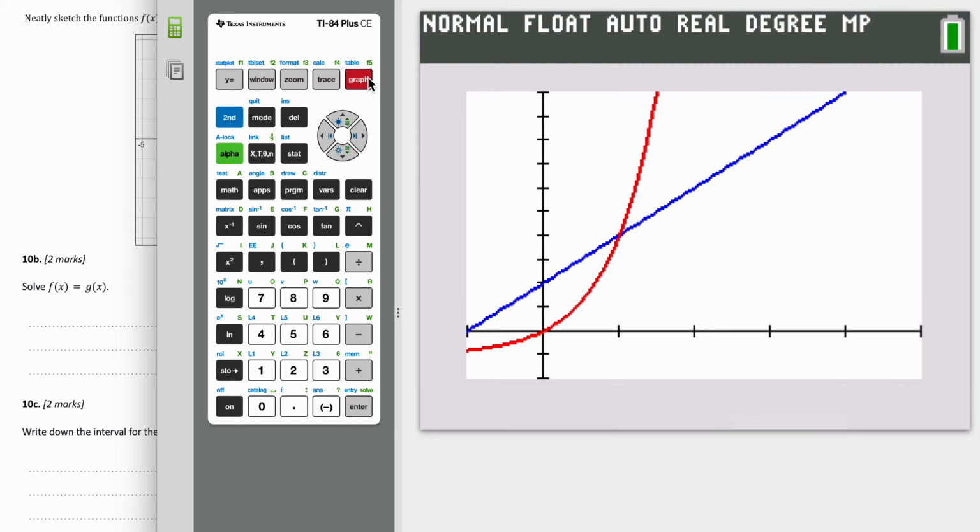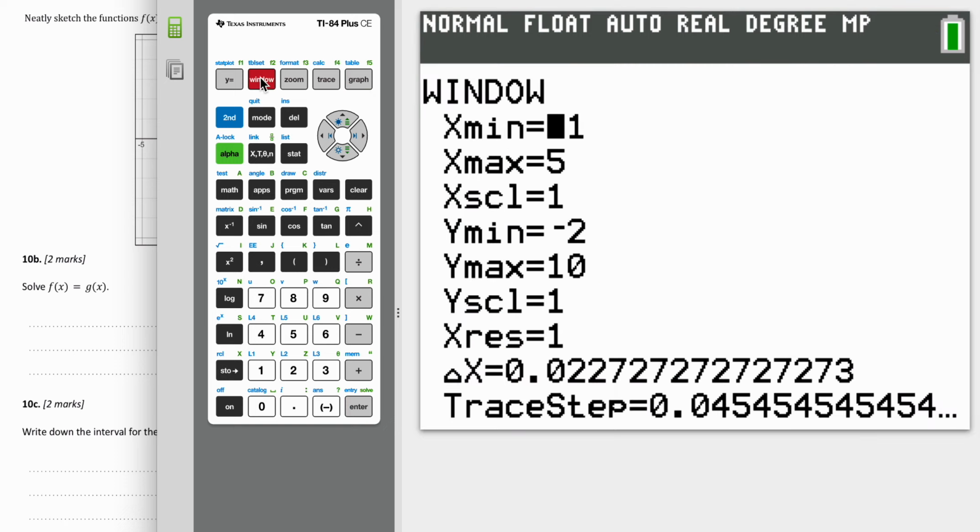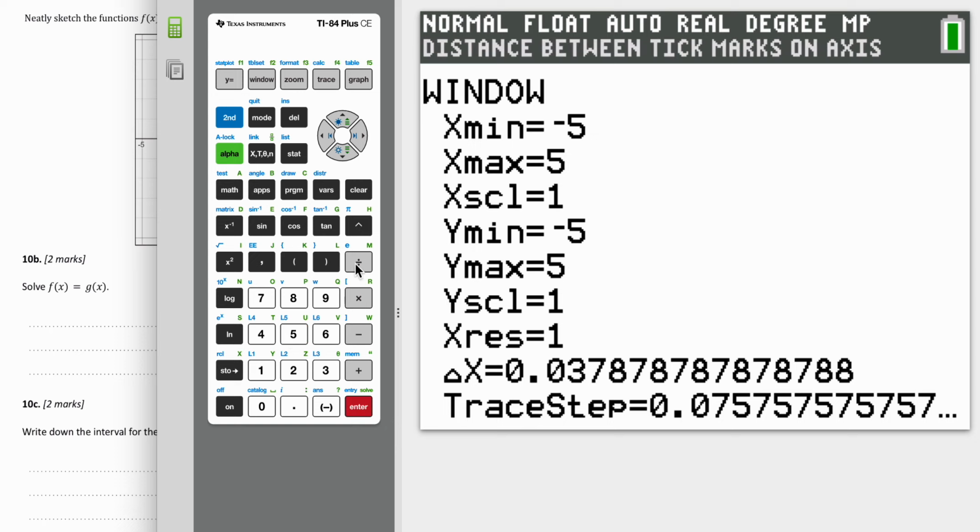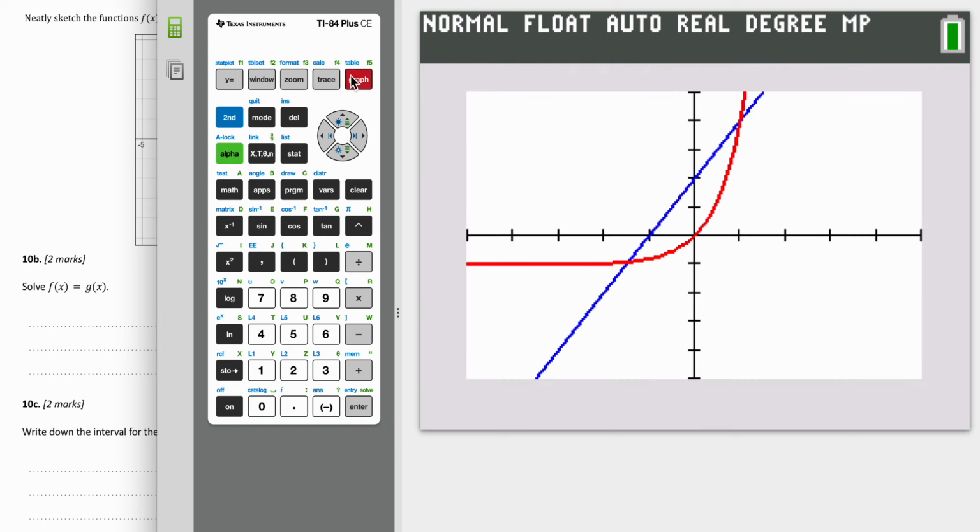We're going to graph it, and then we're going to change our window to what is mentioned on the exam paper, which is negative 5 to 5, and then again for the y-axis, negative 5 to 5. Okay, so we can see what it looks like now. And we're literally just going to copy that onto our exam paper.